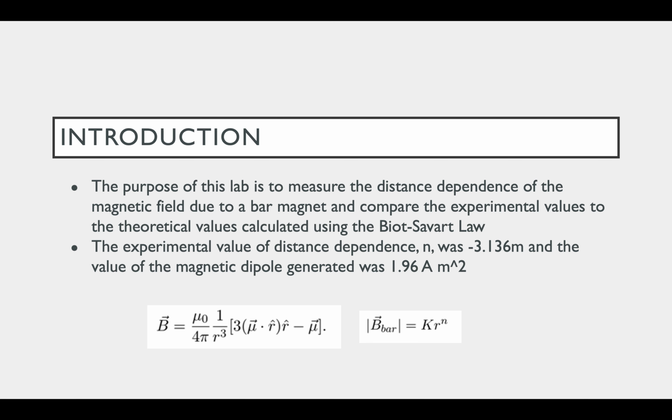The experimental value of the distance dependence n calculated was negative 3.13, and the value of the magnetic dipole generated was 1.96 ampere meters squared. These two equations represent the Biot-Savart law, and they will be used later on in calculations in this lab.